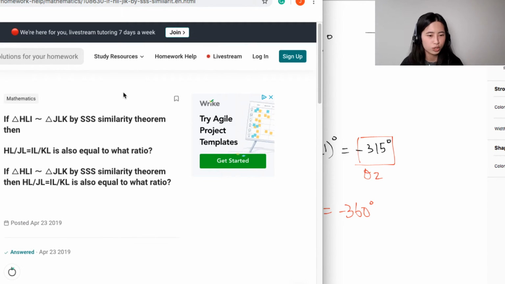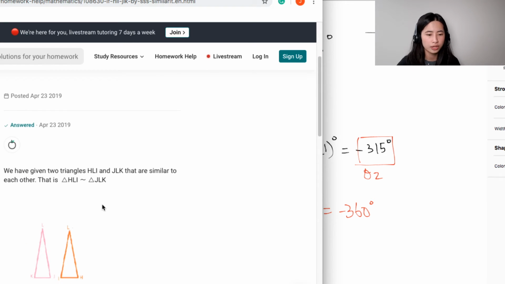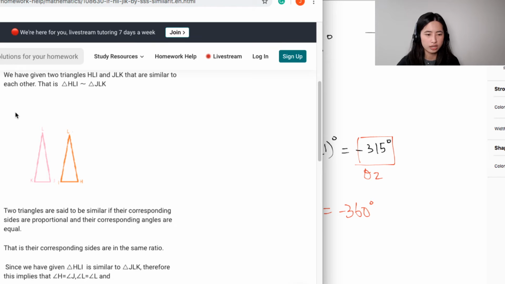Okay, so here we have a geometry question, and we're trying to figure out, so this is HL over JL, which is equal to IL over KL, is also equal to what ratio? And for the next question, it says if triangle HLI is similar to triangle JLK by SSS similarity theorem, then HL over JL is equal to IL over KL is also equal to what ratio? Okay, so let's try to draw this triangle.